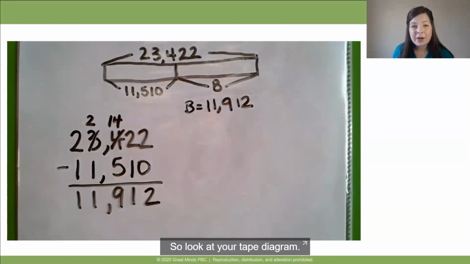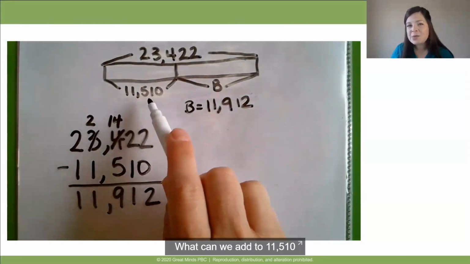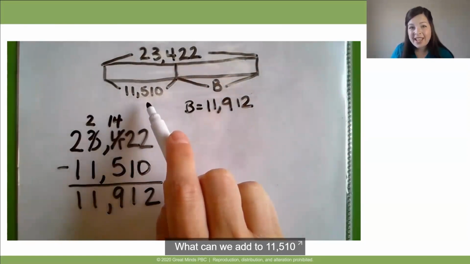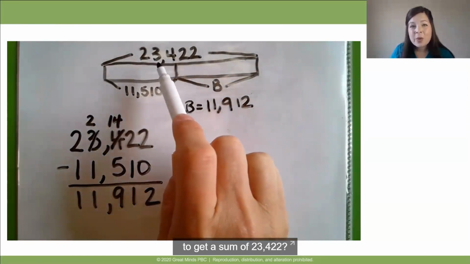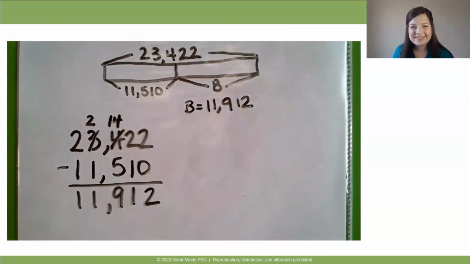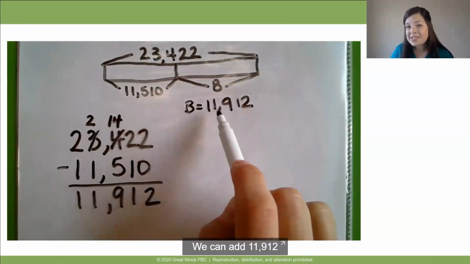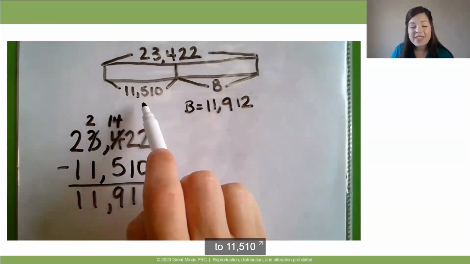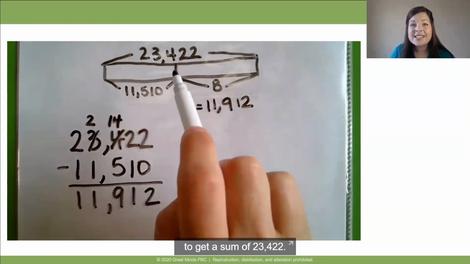So look at your tape diagram. What can we add to 11,510 to get a sum of 23,422? We can add 11,912 to 11,510 to get a sum of 23,422.